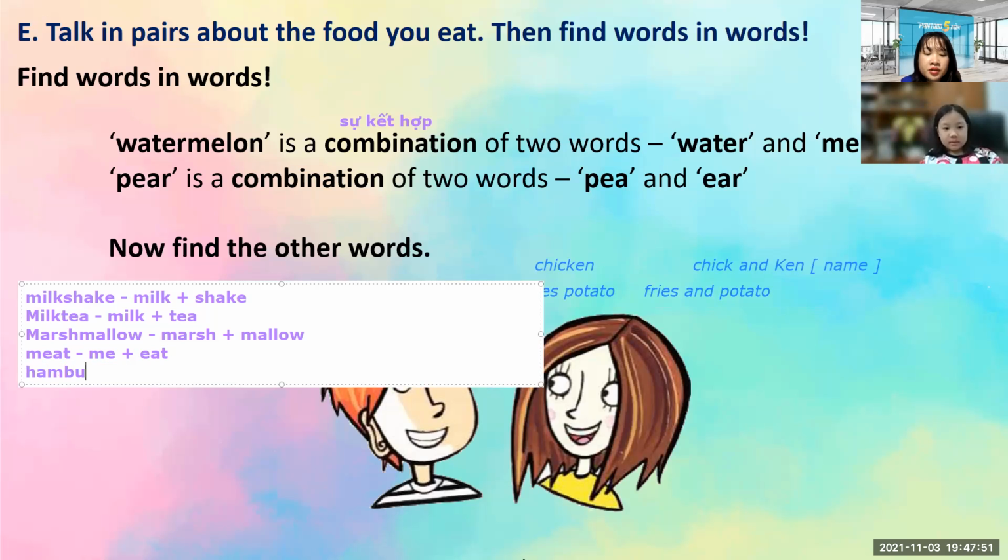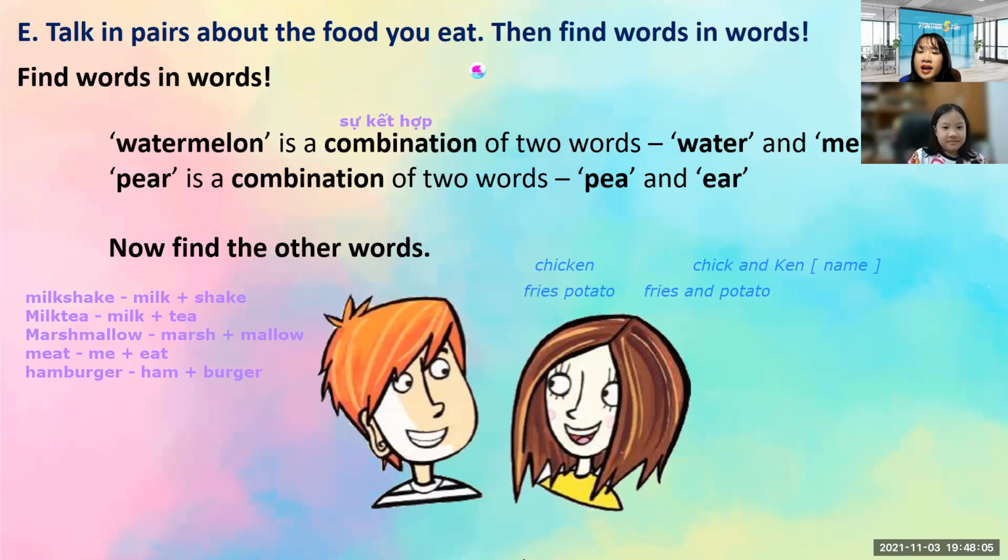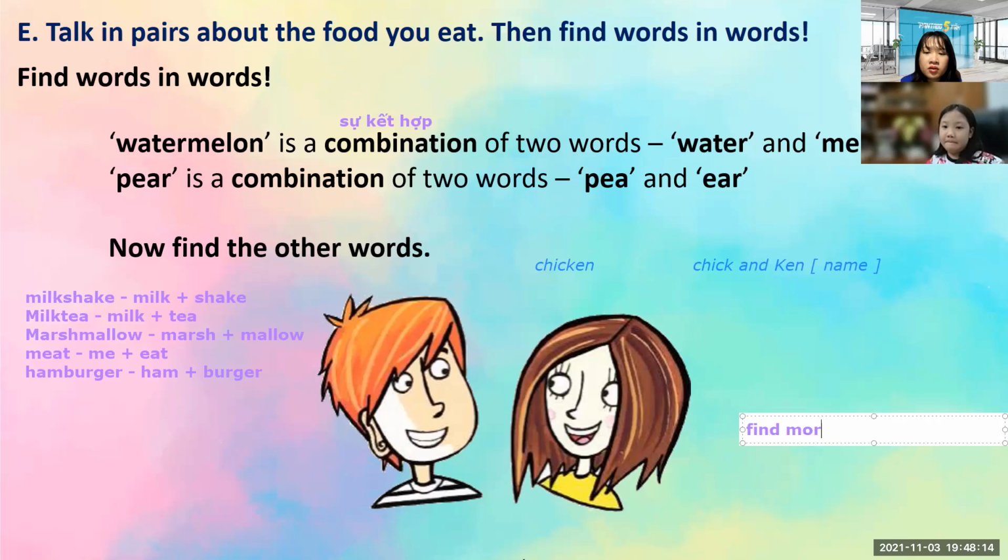So I have hamburger. Ham and burger. Yes, ham and burgers. That means inside the burger we have ham, right? Yeah. Yeah, so remember it, just one word. Can you find more at home? Yes. Yes, I will let you find more at home. Find more words at home.